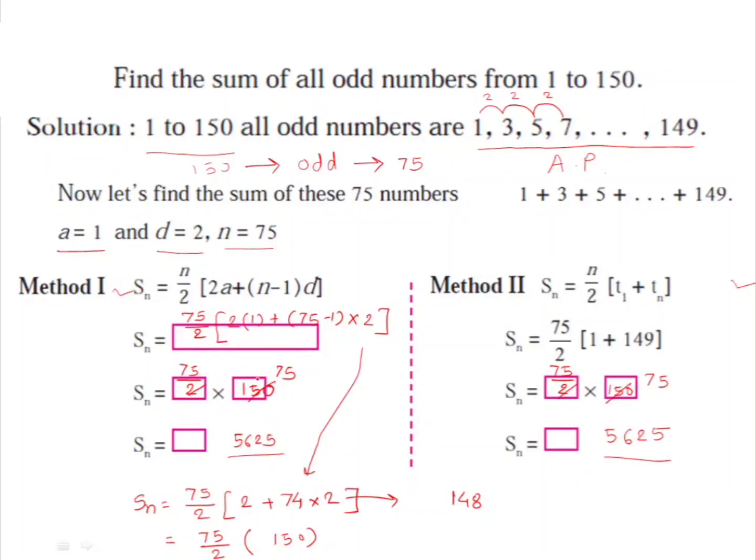So we have to choose the formula according to our need. If the common difference is given, then we can use the first formula, and instead of the common difference, if only the first term and the last term are given, then we can use the second formula. This is how we can find the sum of all the terms in a given AP.